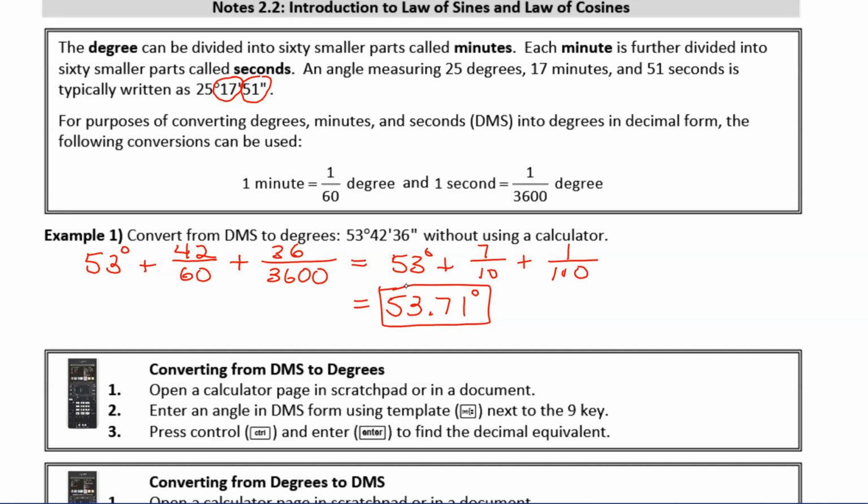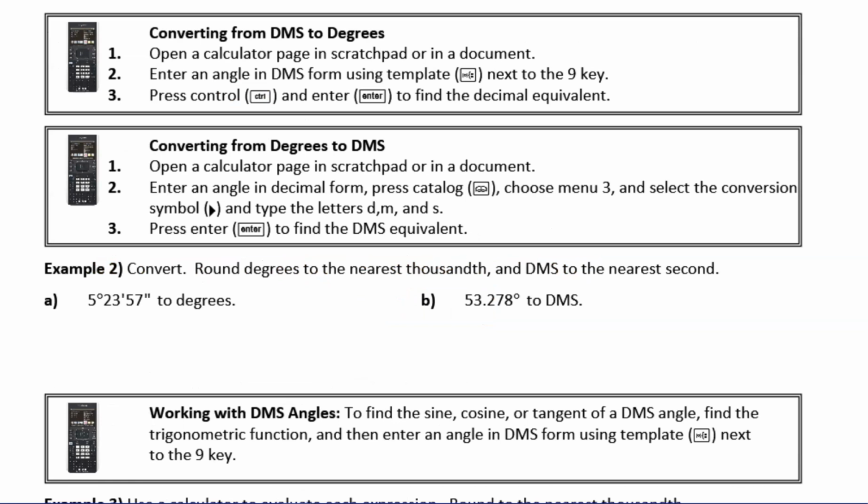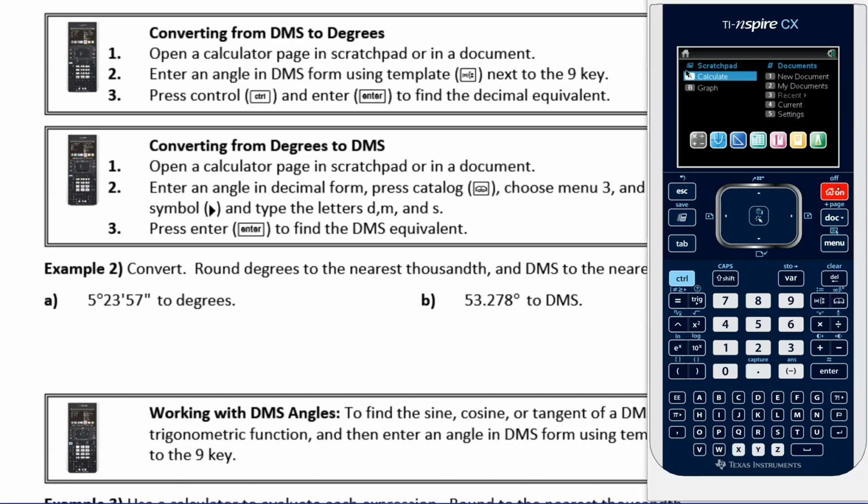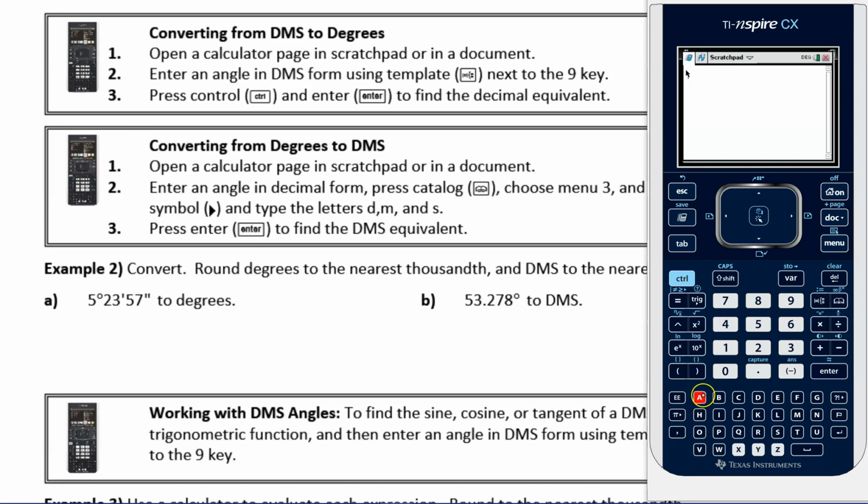All right, now we're going to convert from DMS, or DMS is a way of saying degrees, minutes, and seconds, to degrees on our calculators. Okay, so take a moment, fire up your calculator. First thing we'll do is open a calculator page in the scratch pad or in a document, and then enter the angle in DMS form using a template, which is next to the 9 key. So I'm going to do those things, home key, and then press A for a scratch pad, and then I'm going to enter using the template.